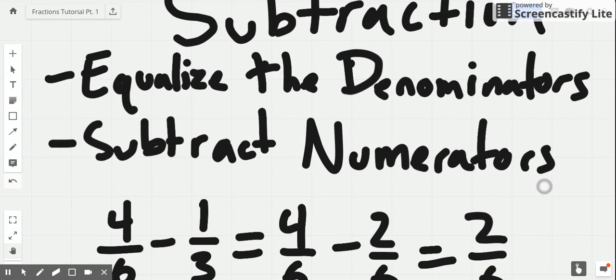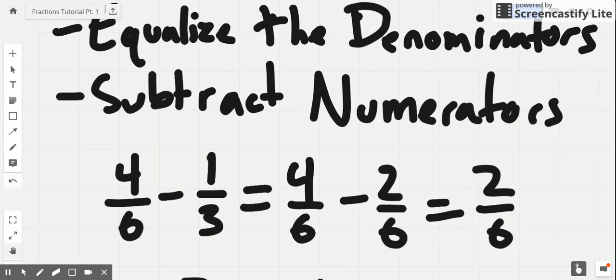So in this case we have 4 over 6 minus 1 over 3. And equalizing that by multiplying 1 over 3 by 2, we get 2 out of 6, so the denominators are now the same. So we have 4 over 6 minus 2 over 6, and that equals, since we're only subtracting the numerators, 2 over 6.